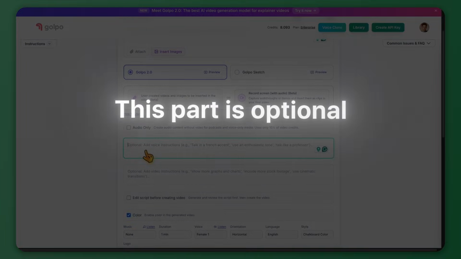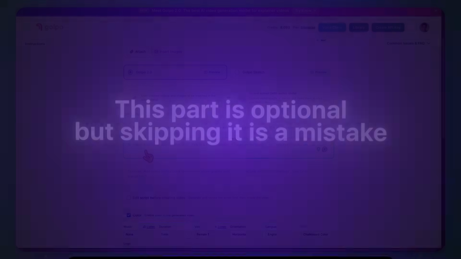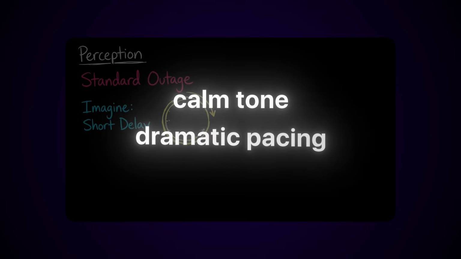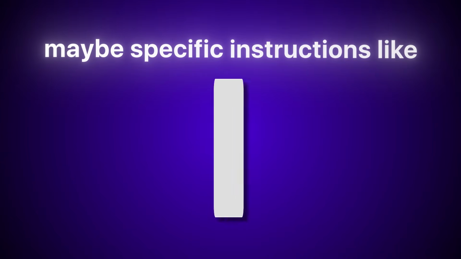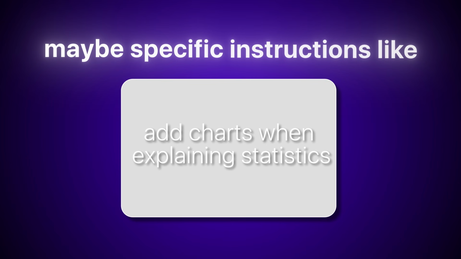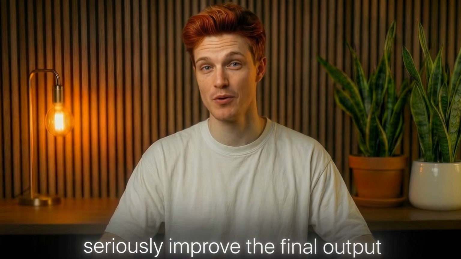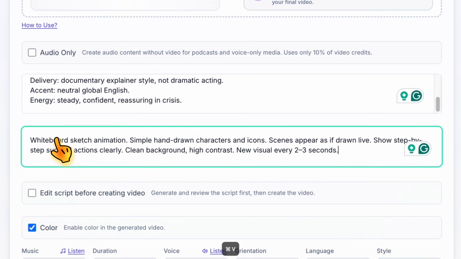Now comes an important step: voice and video instructions. This part is optional, but skipping it is a mistake. If you want your video to match your exact style, maybe a calm tone, maybe dramatic pacing, maybe specific instructions like add charts when explaining statistics, you should mention it here. These small instructions seriously improve the final output. I'll add both voice and visual instructions.